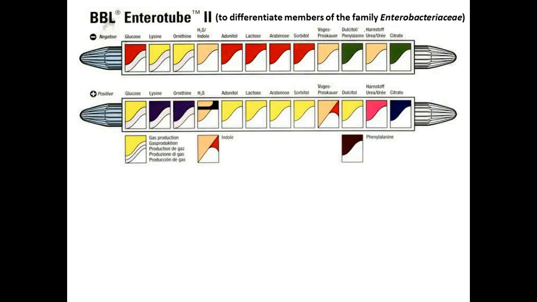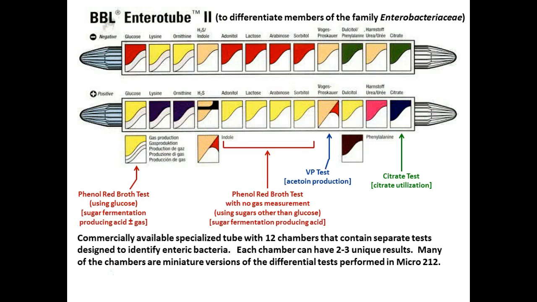So this is the Enterotube. This is the last thing. Not anything you'll be tested on. You can read about it in your book. These chambers, each one of them runs a different test. Some of these look familiar to us, right? A lot of them are sugar fermentation tests using phenol red. So they turn from red to yellow if they ferment the sugar. There's even the good old citrate test, which we did, right? Goes from green to blue.